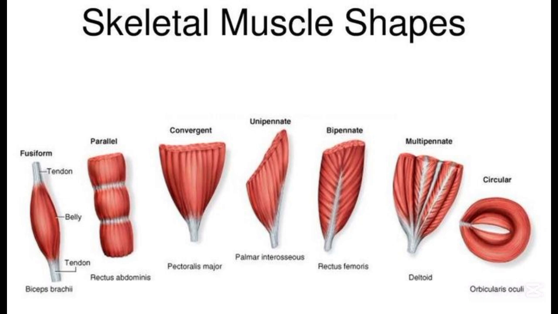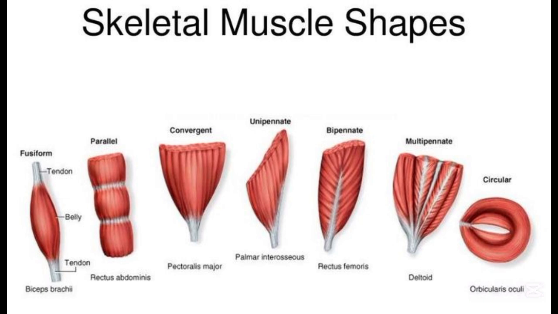The next muscle shape is that in which the fibers converge. They originate from a large area and they converge and insert at a very small space. The best example of this muscle is the pectoralis major muscle, and its function is to cause adduction. In adduction, the arm moves towards the center line of our body.